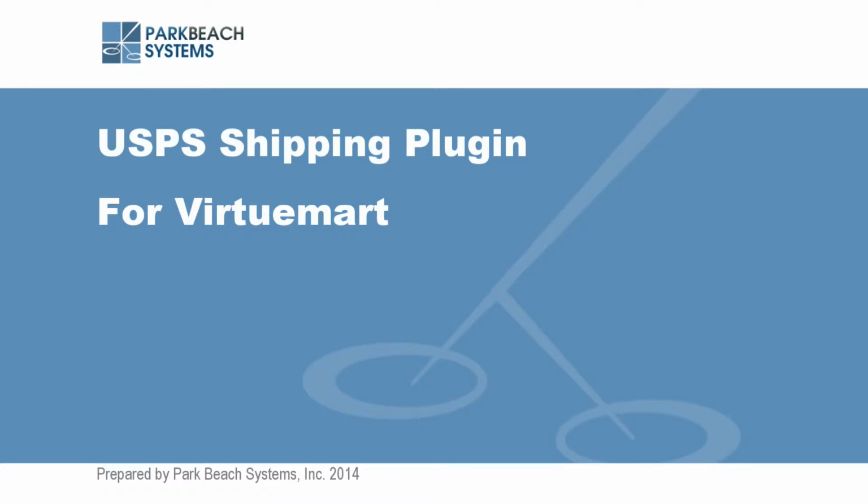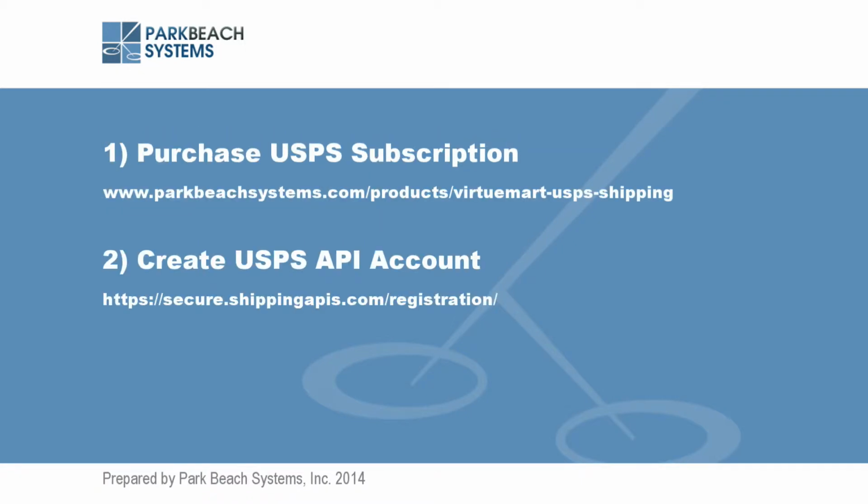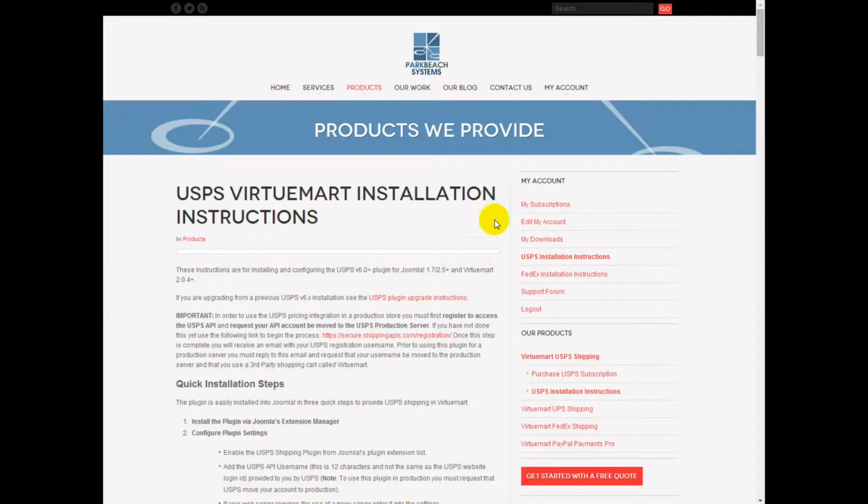This video will demonstrate how to install and configure the United States Postal Service shipping plugin for Virtuemart provided by Park Beach Systems. Before completing the steps in this tutorial, you must first purchase a subscription from our website and register for an API account on the Postal Service website.